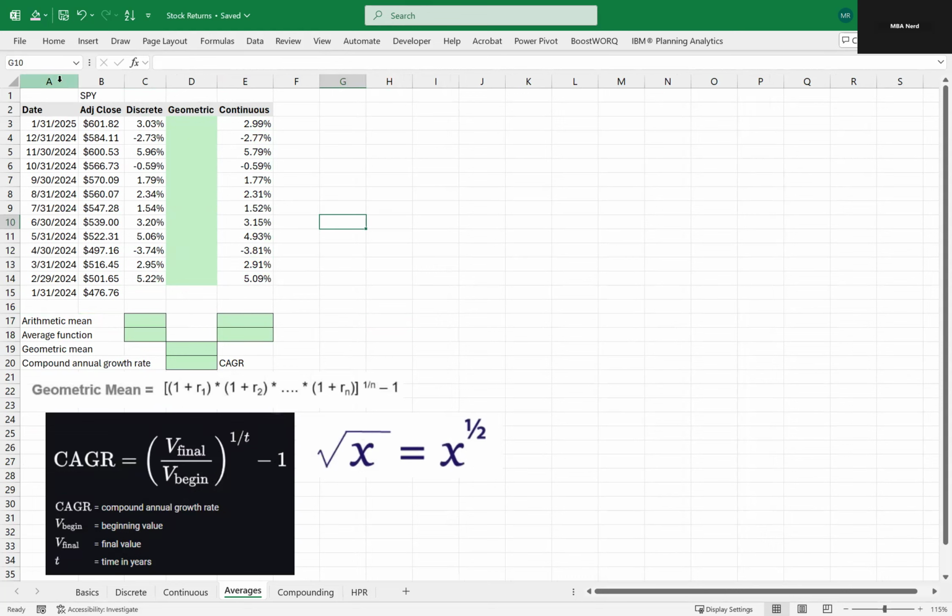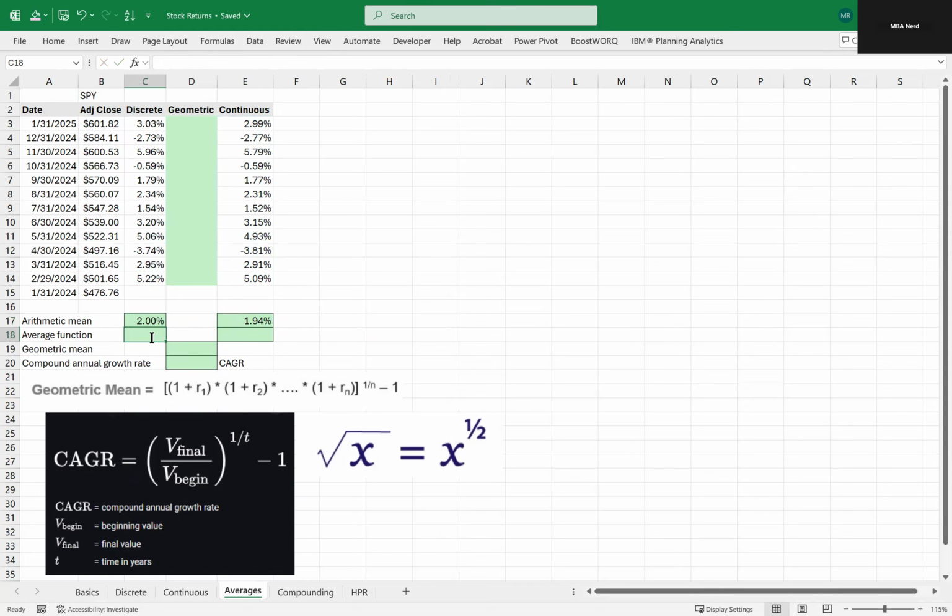So I have, again, my SPY adjusted close prices in reverse chronological order. I already have my discrete and continuous monthly returns calculated, but I want to know what the average is, right? So everybody probably learned this in grade school. The simple average is just the sum of the values divided by the count of the values, right? So the sum of all those discrete monthly returns divided by 12, and that's 2%. And so I'm just going to copy this and put this over here. It's the same formula, just applied to this range now.